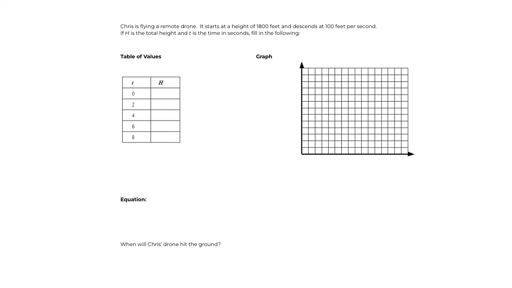Okay, you can see the final page, and there is our one example given in words with a partial table, a big grid. You have been asked to take that relationship in words, construct a table of values, complete a graph, and write the equation that would fit that. And then don't miss out on that last problem at the bottom: when will Chris's drone hit the ground? So I want everybody to go back up to the very top and give this application a read.